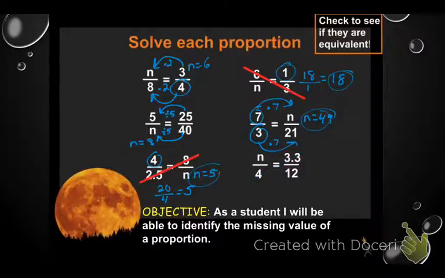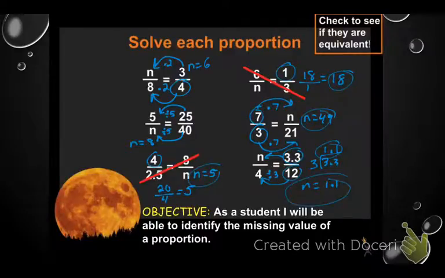Let's try this again. I wanted to go from 3.3 to n. So I also want to go from 12 to 4. How does 12 become 4? Well, divide by 3. I need to do the same thing at the top. 3.3 divided by 3 gives us 1.1. Now, that's all nice and dandy, n equals 1.1, but here's the deal.